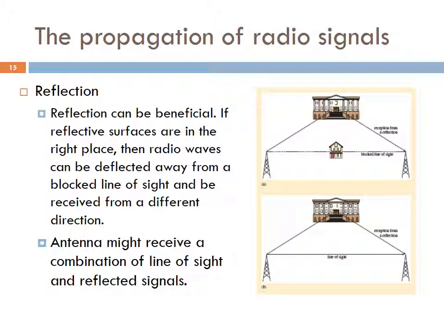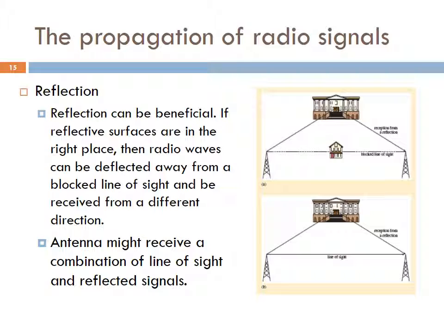Reflection can be beneficial if reflective surfaces are in the right place. Then radio waves can be deflected away from the blocked line of sight and be received from a different direction, as shown in the following figure. However, reflection can also be a problem.